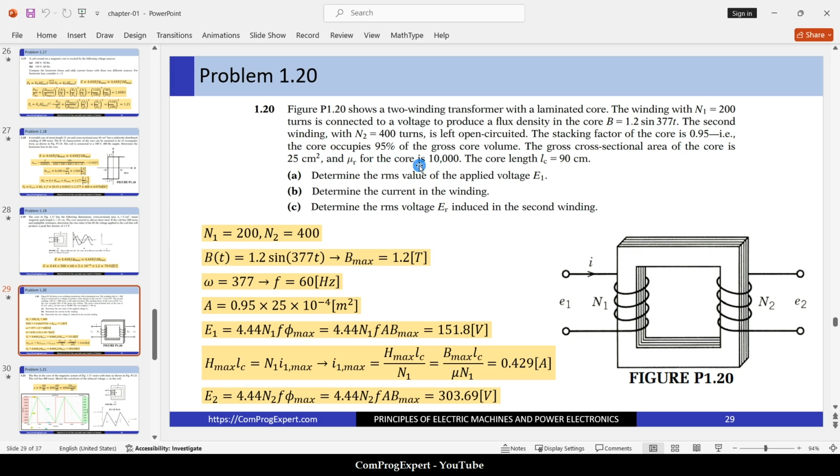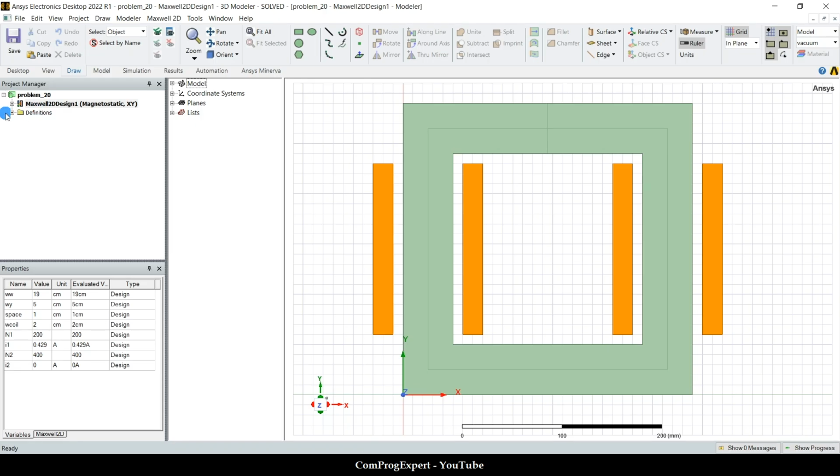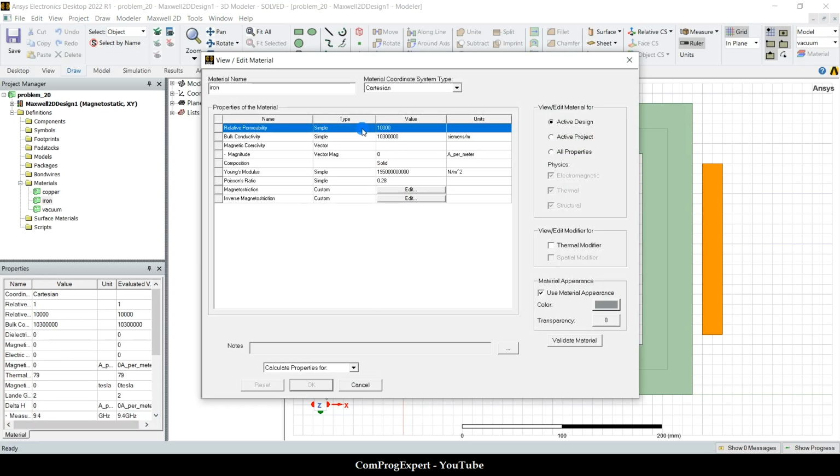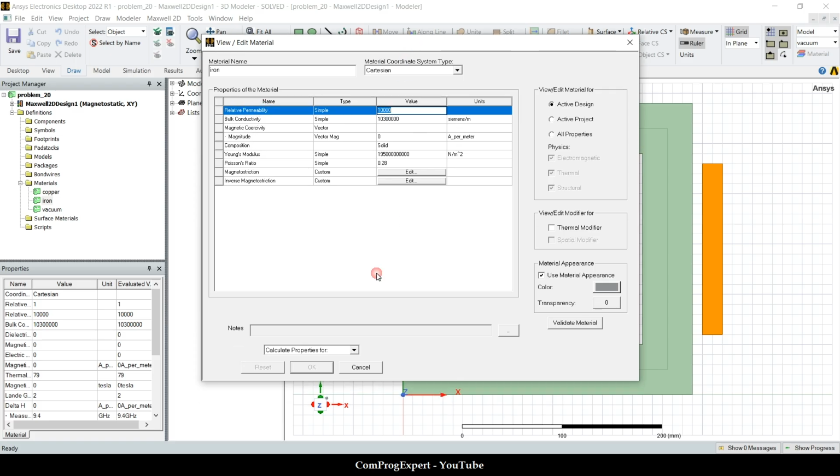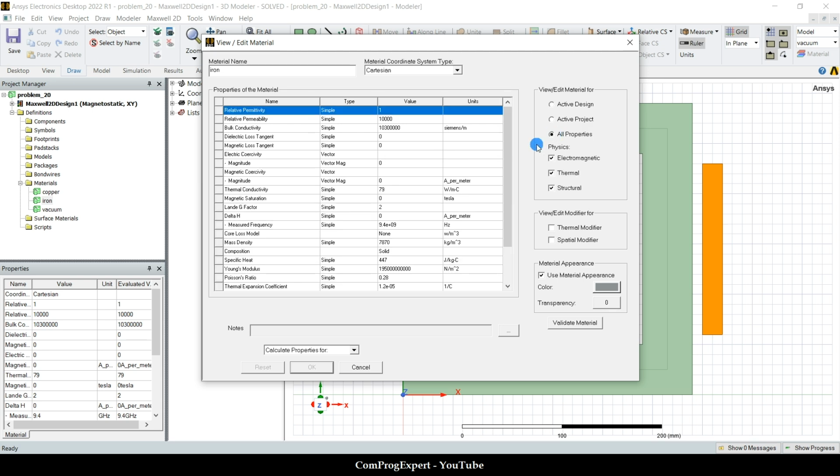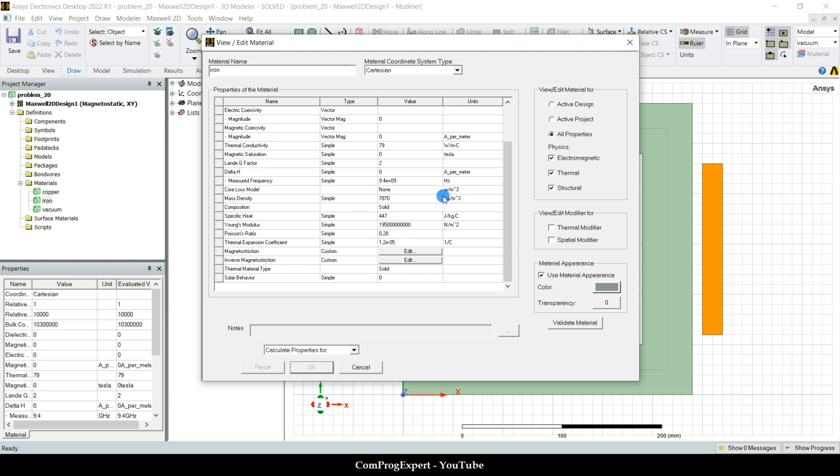The permeability of the core is 10,000. So in the Maxwell, I considered this iron material. The relative permeability is 10,000. And here, if we select all properties, we can set this parameter, the composition type. Is this a solid core or laminated? Yes, this is a laminated core.